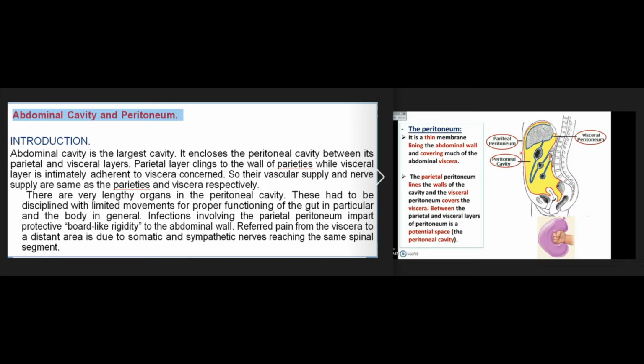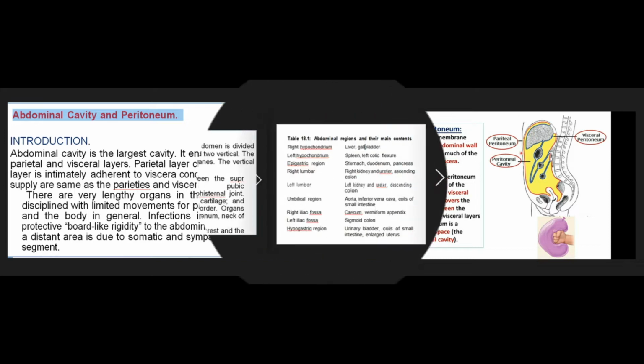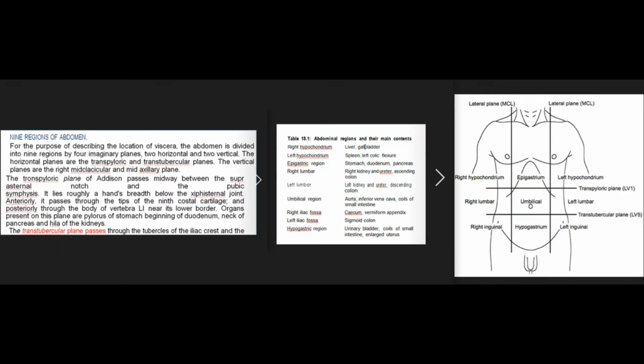There are very lengthy organs in the peritoneal cavity. These had to be disciplined with limited movements for proper functioning of the gut in particular and the body in general. Infections involving the parietal peritoneum impart protective board-like rigidity to the abdominal wall. Referred pain from the viscera to a distant area is due to somatic and sympathetic nerves reaching the same spinal segment.